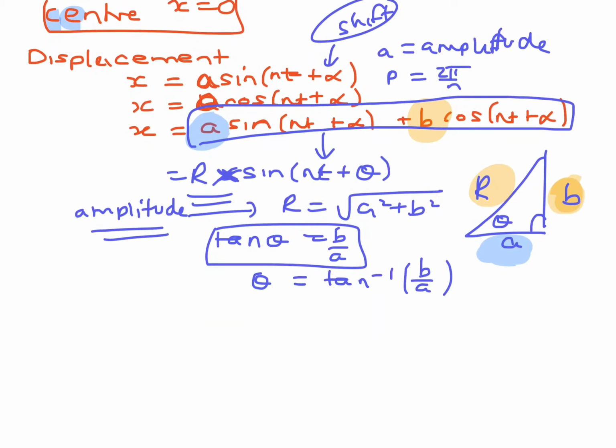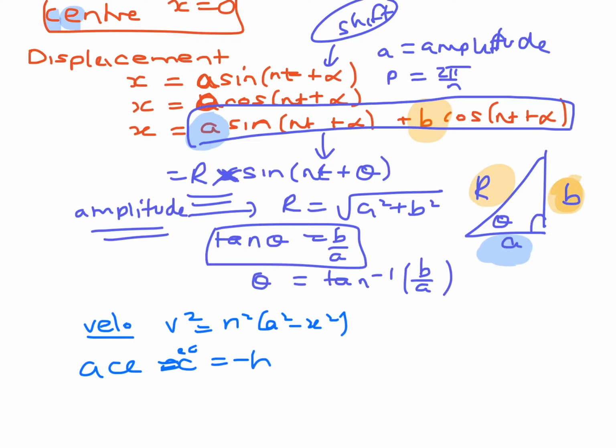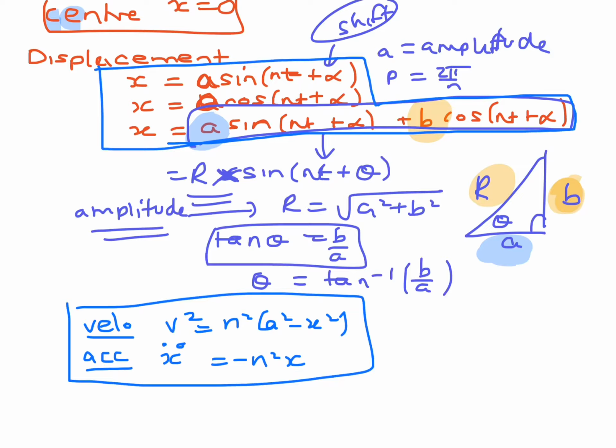Okay, so that's the displacement for this. The velocity is v squared equals n squared, a squared minus x squared. The acceleration equals minus n squared x.